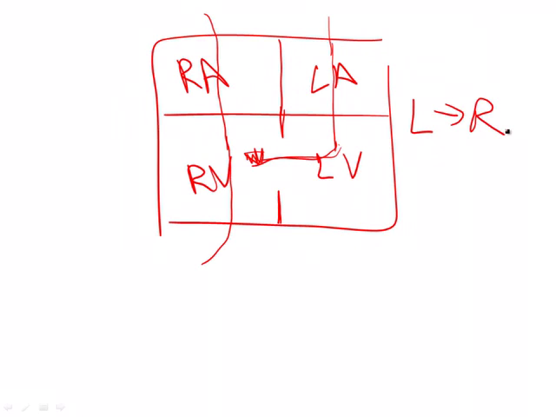Now, if this VSD is small, then it can be relatively asymptomatic. However, if the VSD is large, then large amounts of blood would cross over. Now, when large amounts of blood cross over, that's going to increase the blood volume within the pulmonary circuit. The increase in blood volume within the pulmonary circuit will eventually result in pulmonary hypertension, so you'll get a high blood pressure within the pulmonary circuit.